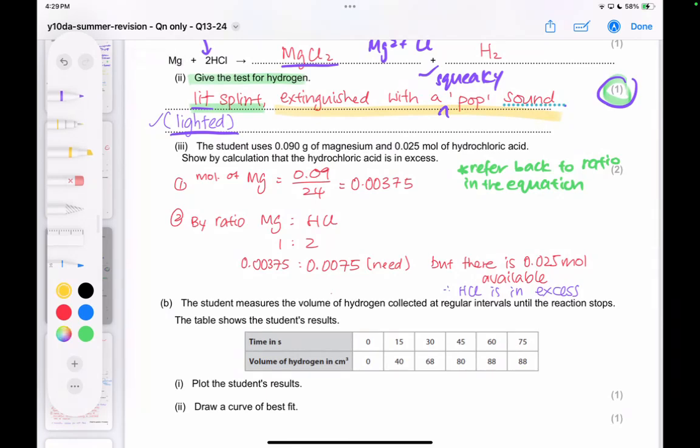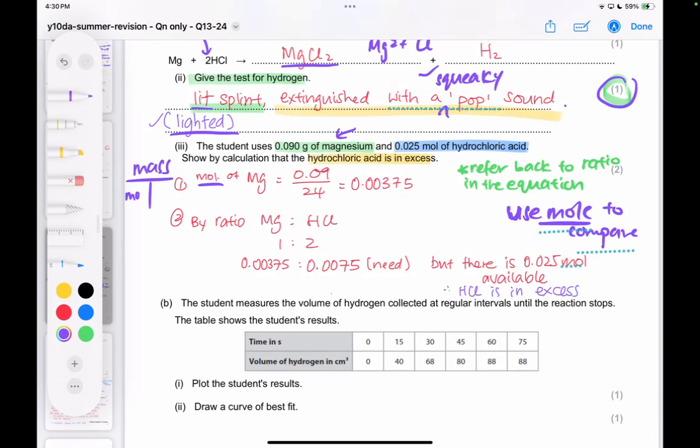This is the mole concept question. So the student uses this mass of magnesium and they tell you there is this mole of hydrochloric acid. You want to show by calculation that the acid is in excess. Now, the only way to compare between the reactants is using mole. So you can only use the number of mole to compare. So you want to convert the mass of the magnesium to mole first.